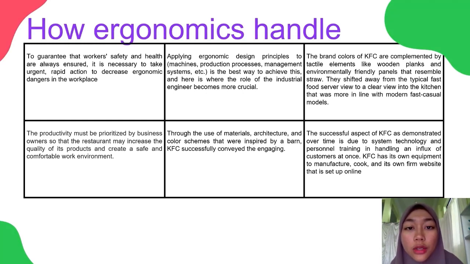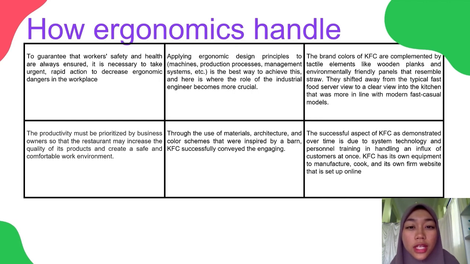The existing new KFC restaurant design was developed using concept ideas and innovative solutions for several scheme types, including new construction and refits. Through the use of materials, architecture, and color schemes that were inspired by the barn, they successfully conveyed the engaging concept from the KFC story while highlighting the audience's passion for high-quality chicken in all these formats. The brand colors of KFC are complemented by tactile elements like wooden planks and environmentally friendly panels that resemble straw. They shifted away from the typical fast food server view to a clear view into the kitchen that was more in line with modern fast casual models.